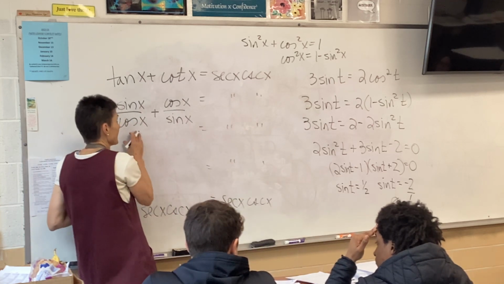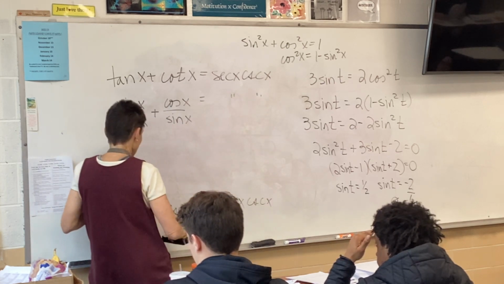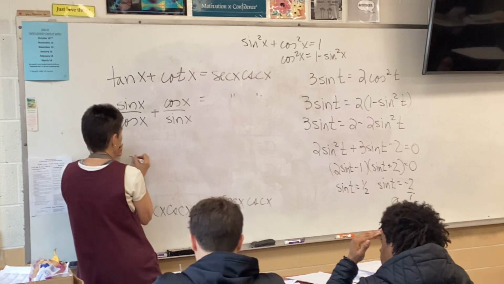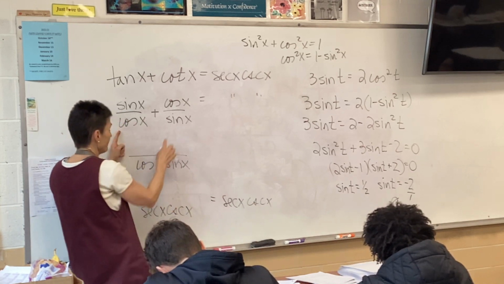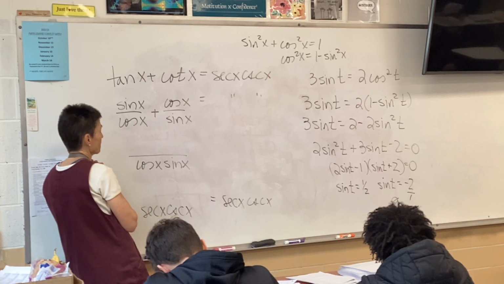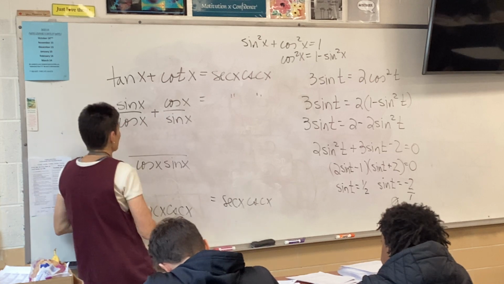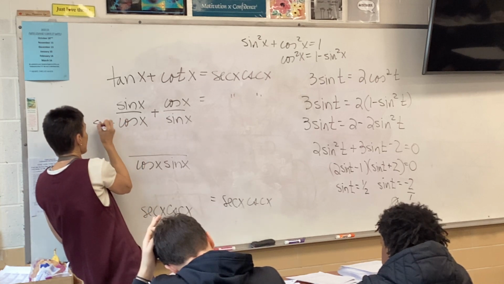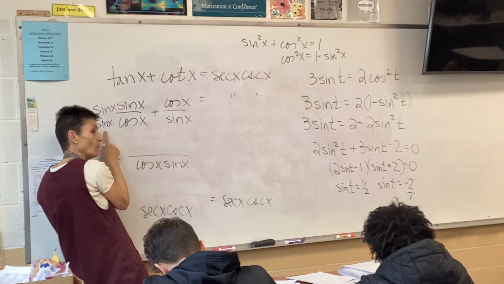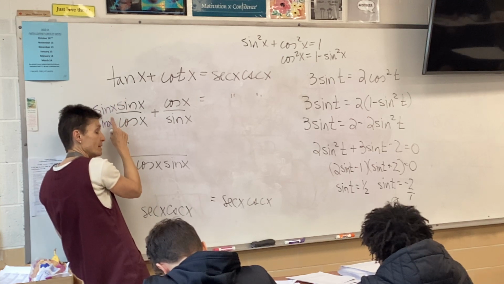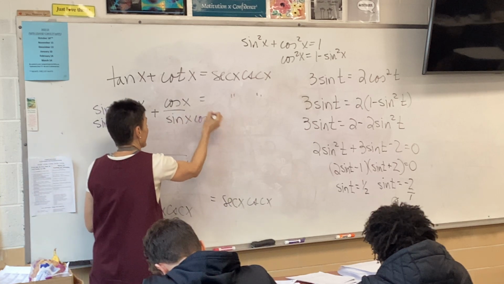All right. So I'm going to get a common denominator. What is my common denominator going to be? Cosine sine. Okay, that's my common denominator, cosine sine. The first fraction needs a sine. Remember, if you're going to put one on the bottom, you have to put one on the top. The second fraction needs a cosine.